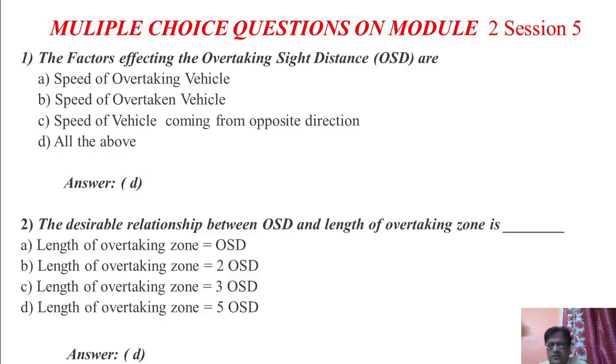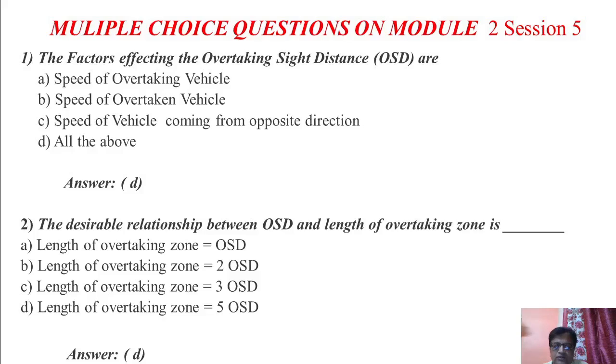So let's discuss some of the multiple choice questions on whatever the discussions we had in this. The first one, the factors affecting the overtaking sight distance, that is OSD, are speed of overtaking vehicle, speed of overtaken vehicle, speed of the vehicle coming from opposite direction. D, all of the above. So the answer is D because the OSD depends on all these design speed.